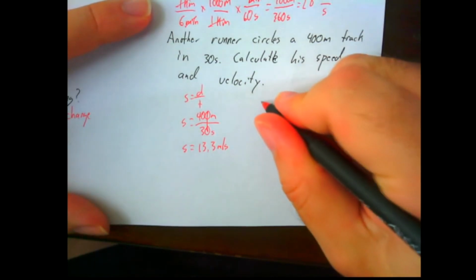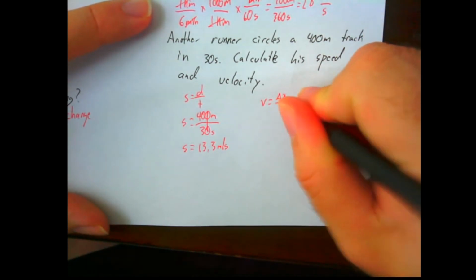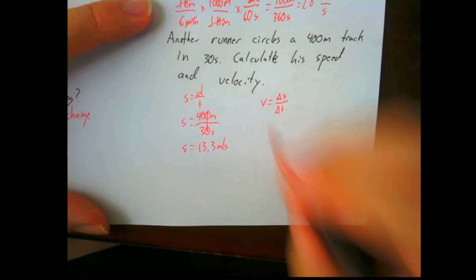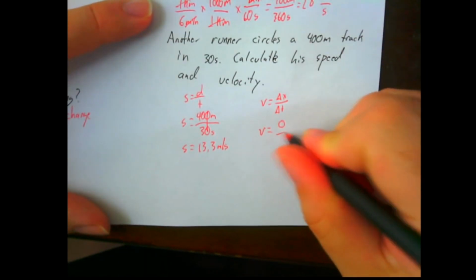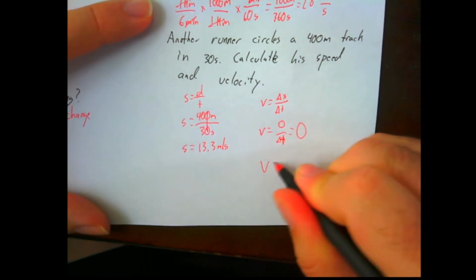But what's his velocity? Velocity is displacement. We can use the delta x to represent displacement over the change in time, delta t. What's his displacement from the beginning to the end? How far away is he from where he started? Isn't he exactly where he started? So his displacement is 0. Again, the reason for that is because he ended up where he began. He went in a circle. He ended up at the same point on the track where he started. So his displacement is 0. And 0 divided by anything is 0. So his velocity is 0.